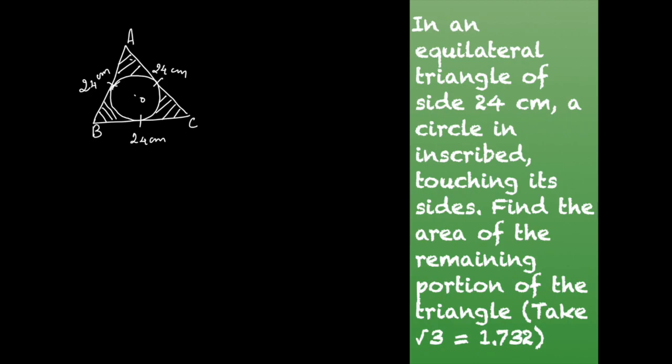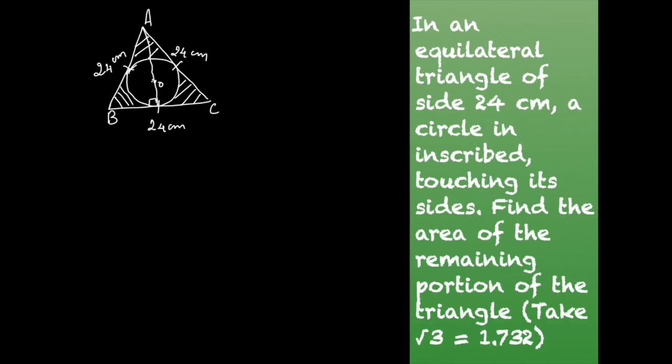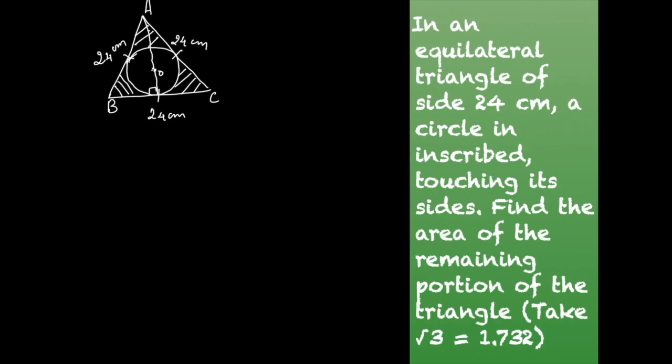Now we know this is the circle with the center, and if you draw a perpendicular, the tangent and radius make 90 degrees. If you extend this one, this is the perpendicular to the base BC of the triangle. And in an equilateral triangle, the perpendicular bisects the base. That you have studied in congruent triangles. So, if BC is bisected by AD at D, then BD is equal to DC.